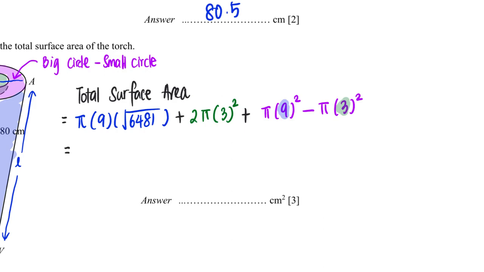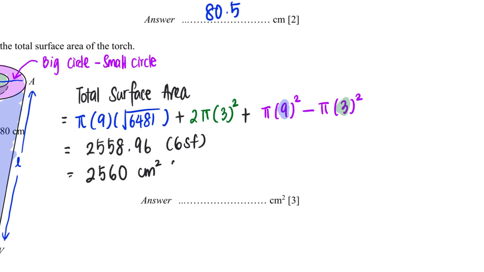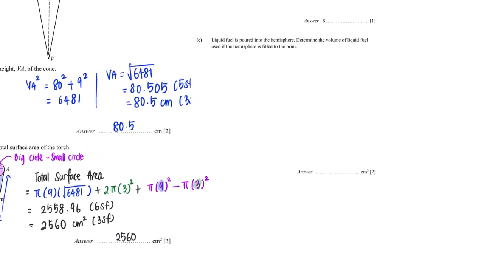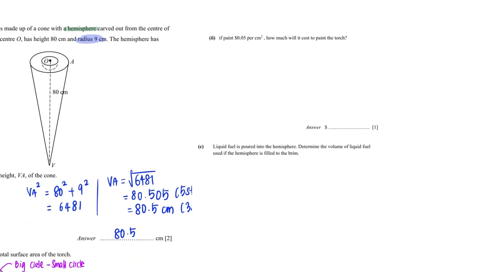And this will give me a value of 2,558.96, 6 significant figures, followed by 3 significant figures, 2,560 cm square. Alright, let's move on to the next part of this question.